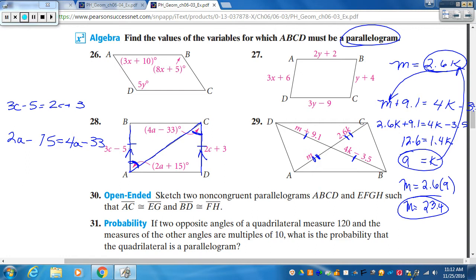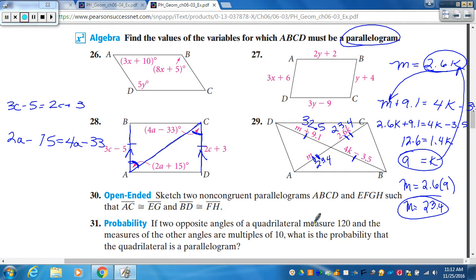Now, I just want to remind you, when you have these more complicated problems like number 29, where you've got more steps involved, what always could be a good thing to do is go back and double check, hey, did I do my steps correctly? Because when I plug these in, we know that this is 23.4. We know that this is 23.4, okay? If I plug it into the other two sides, let's see here, M was 23.4 plus 9.1, which would be 32.5.